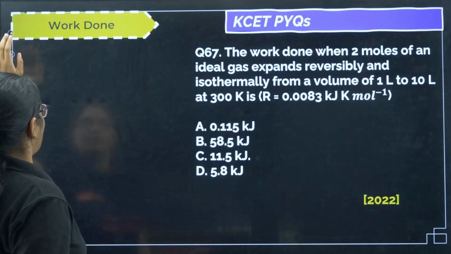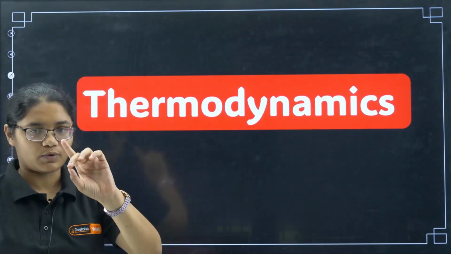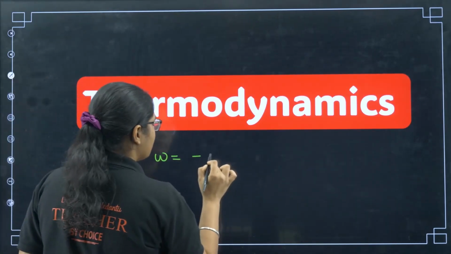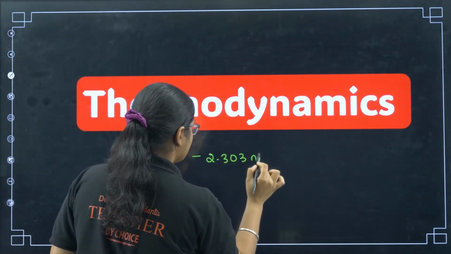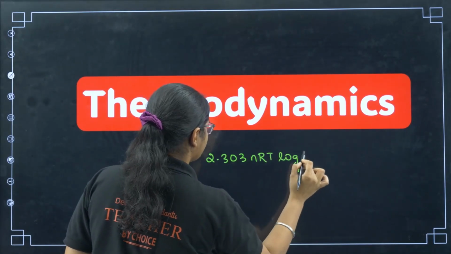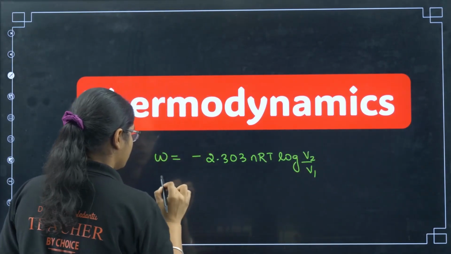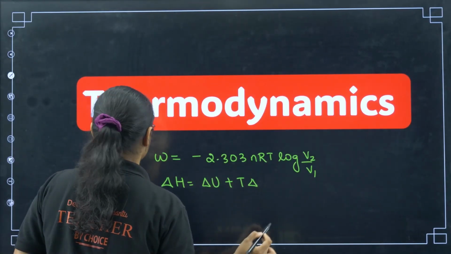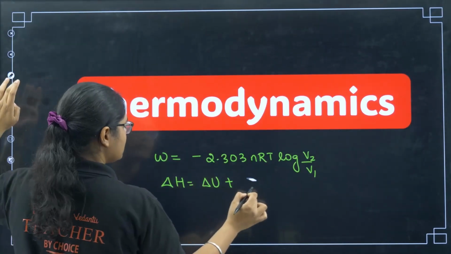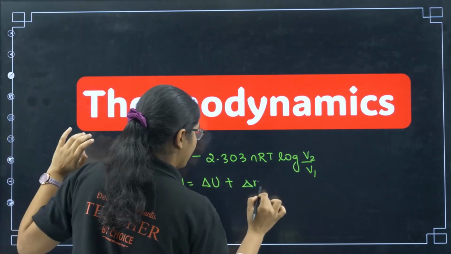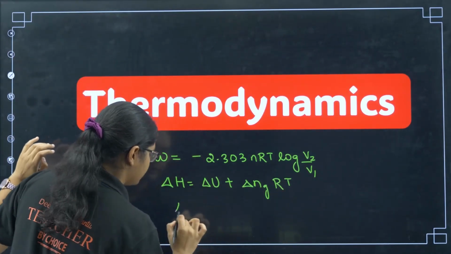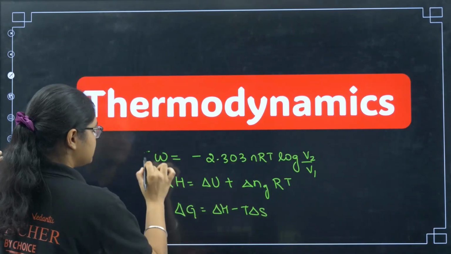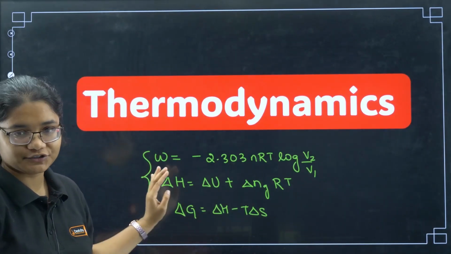Next, we'll move to the next important question, thermodynamics. Every year one question will be asked, so you should know the formula of W here. What is it? Minus 2.303 nRT log of V2 by V1. And one more formula, delta H is equal to delta U plus delta NgRT. And then delta G is equal to delta H minus T delta S. These three are the important formulas for this chapter.